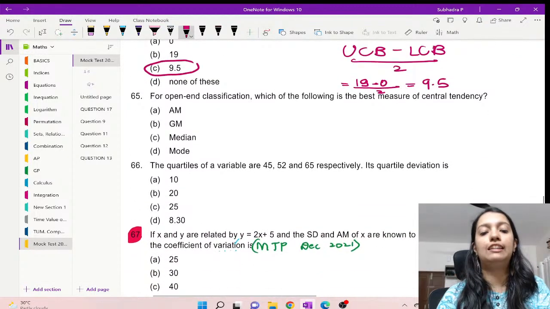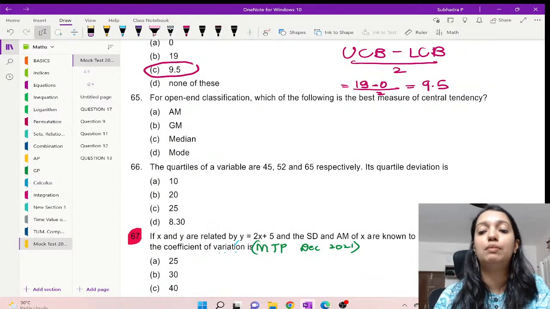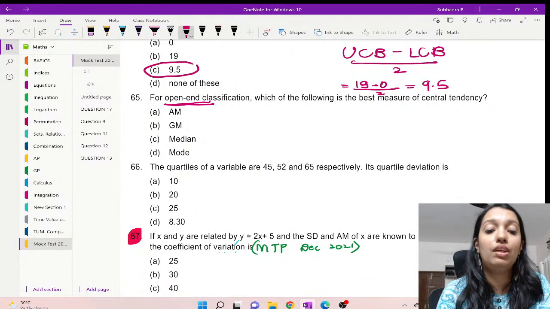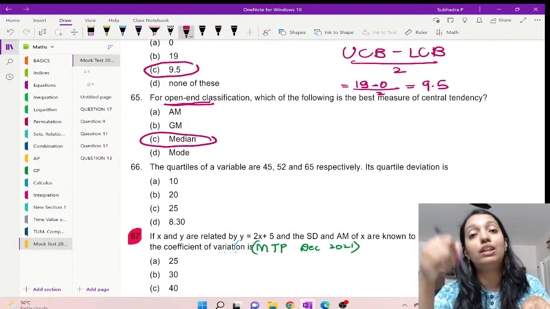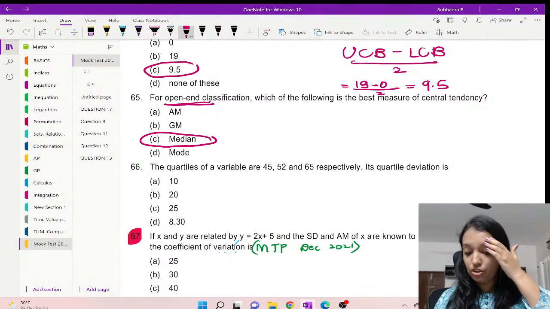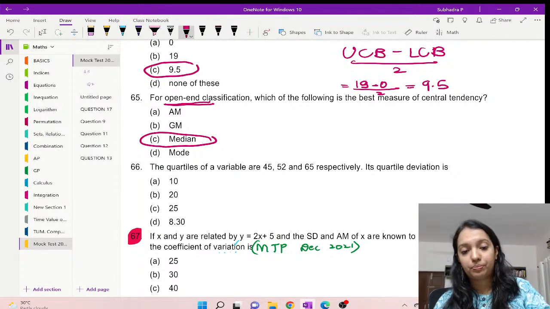65th. For open-ended classification, which of the following is the best measure? For open-ended classification, we always have to take into consideration the median, because for arithmetic mean we require all the observations. For mode we require the highest number. So for open-ended classification, median is the best one.